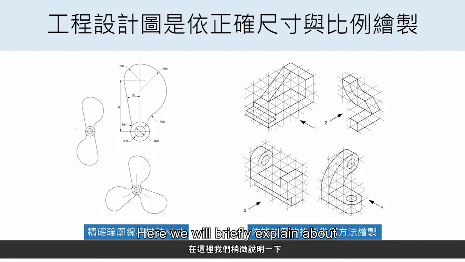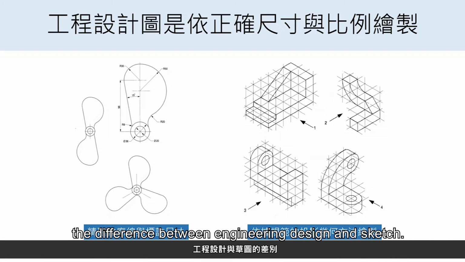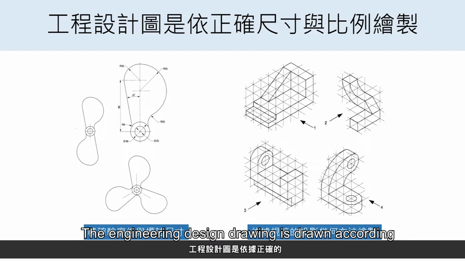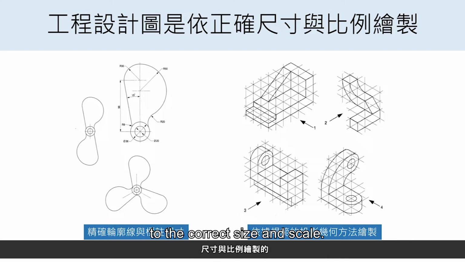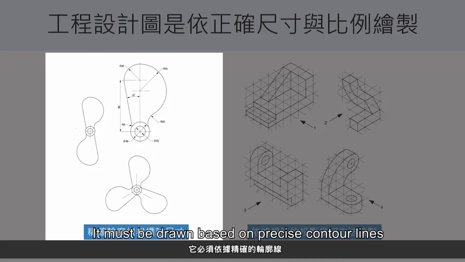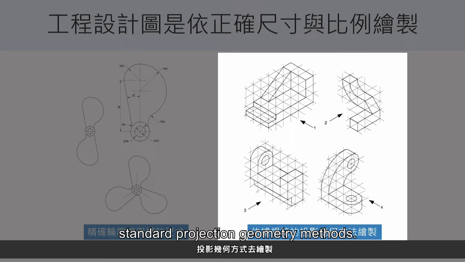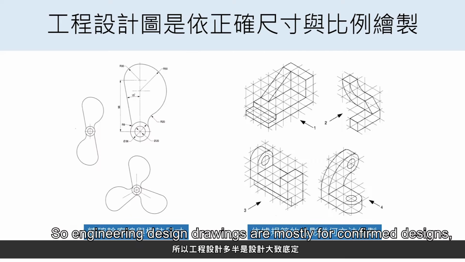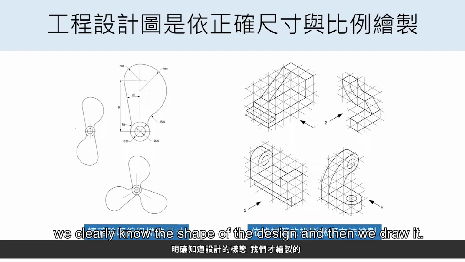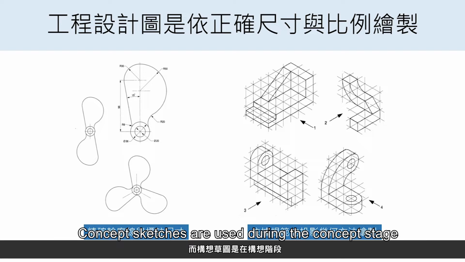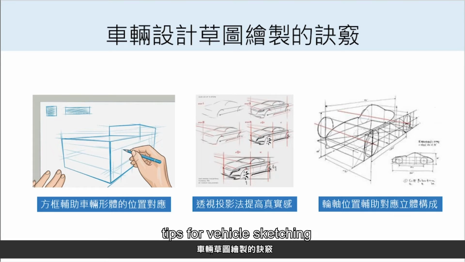Here, we will briefly explain the difference between engineering design and sketch. The engineering design drawing is drawn according to the correct size and scale. It must be drawn based on precise contour lines, and actual dimensions have to be marked. It also must be drawn according to standard projection geometry methods. So engineering design drawings are mostly for confirmed designs. We clearly know the shape of the design and then we draw it. Concept sketches are used during the concept stage when there is no clear plan yet, and are used as assessment for subsequent design. Here, we provide some tips for vehicle sketching for your reference.